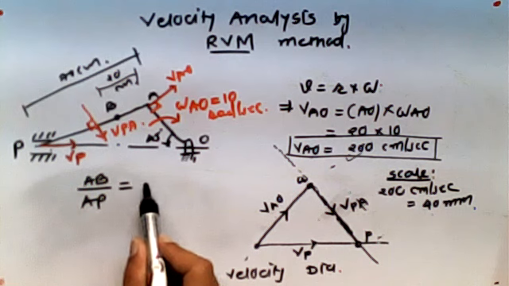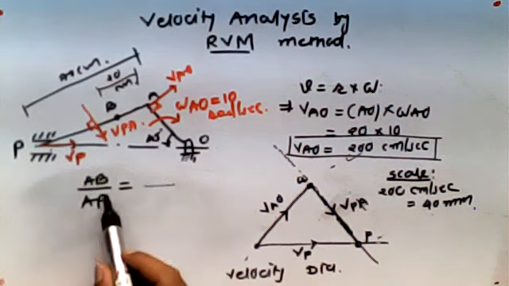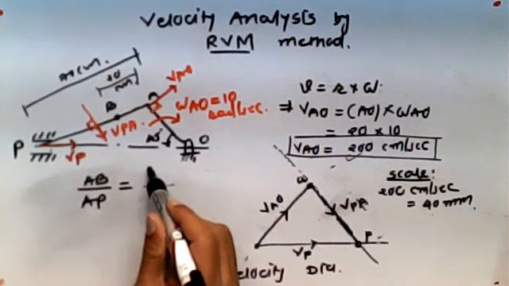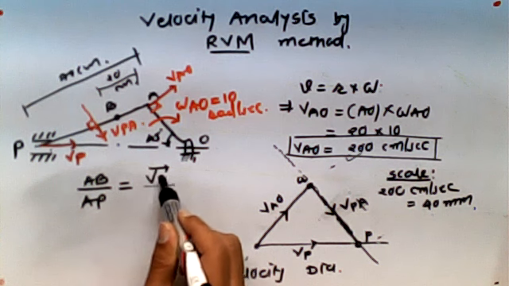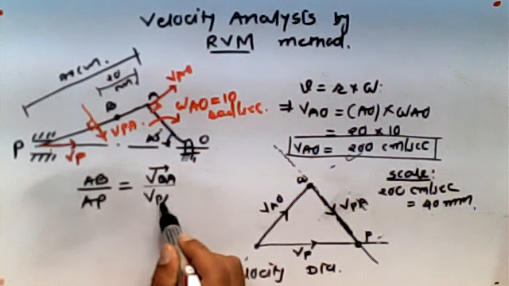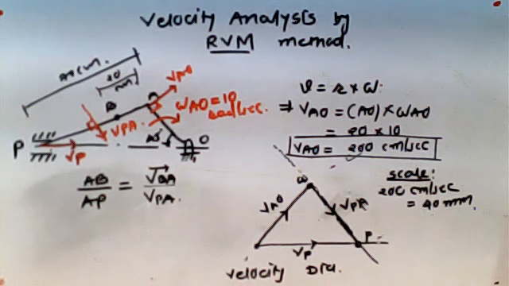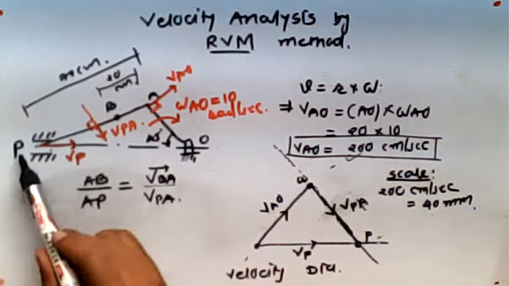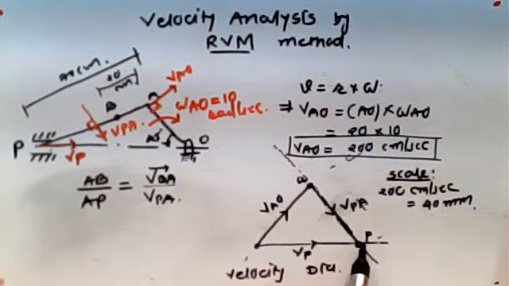Related to that, I should write the velocity vector here. So here I can write it as, let's say, velocity of B with respect to A, velocity of P with respect to A, correct? So here, this is A point and this is P point, A and P.